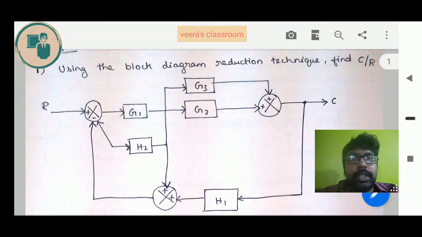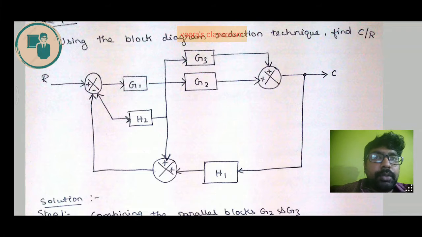As you look at the diagram, you can see there is an input R and transfer functions G1, G2, G3 and feedback functions H1 and H2. This diagram seems somewhat complex, but we will do it step by step and we will solve it in 2 to 3 steps. First thing, whenever you are going to find something, you are supposed to find whether there is any transfer function present in series or parallel.